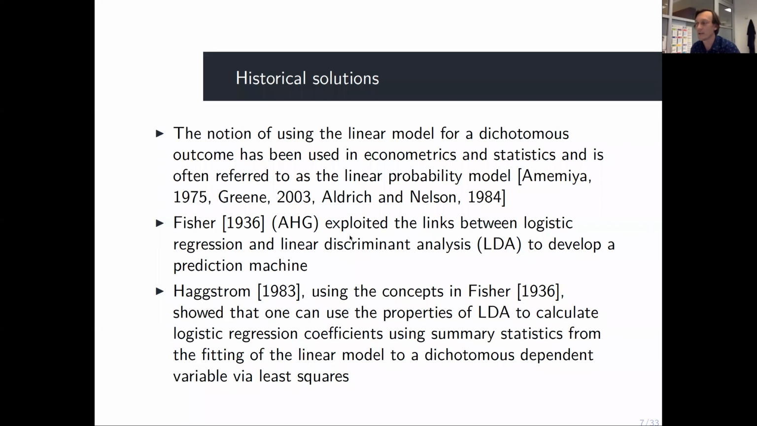And he exploited the links between logistic regression and linear discriminant analysis to develop a prediction machine. So in that paper, he wasn't necessarily interested in the effects themselves. He was interested in doing prediction. But then Hagstrom, in an econometrics paper, went away and used Fisher's concepts and showed how you could use his mathematical concepts to map the coefficients from analyzing a dichotomous outcome using the linear probability model to the logistic regression coefficients.